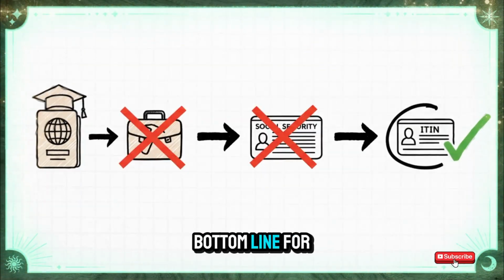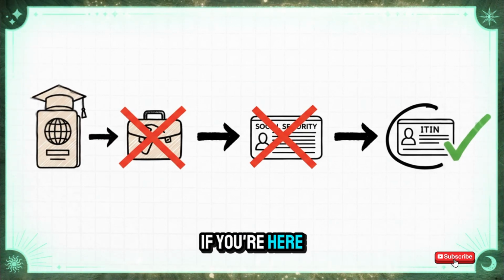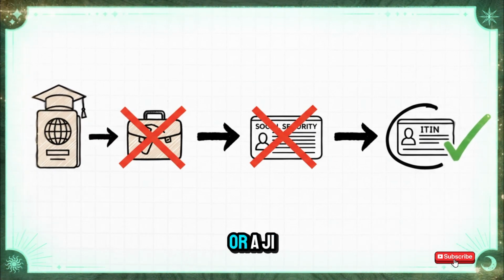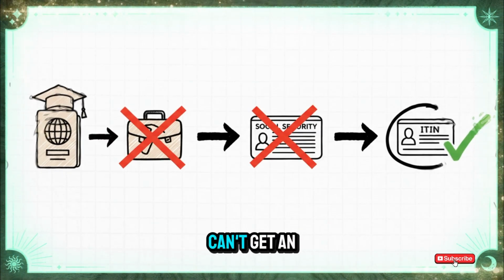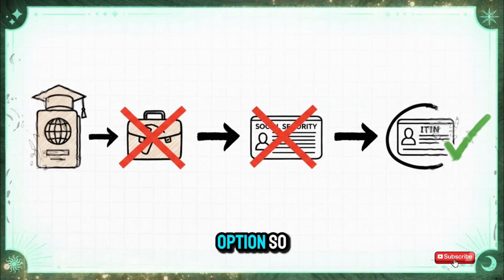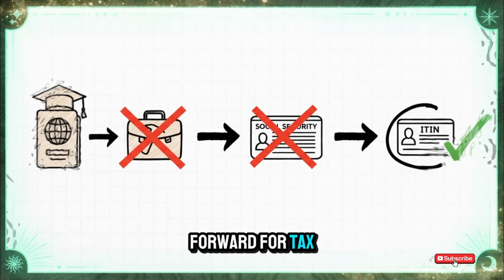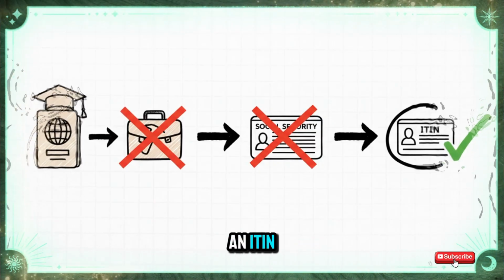And here's the bottom line for most of you watching. If you're here to study on a visa like an F1 or a J1, and you don't have authorization to work, you just plain can't get an SSN. It's not an option. So your only path forward for tax purposes is to get an ITIN.